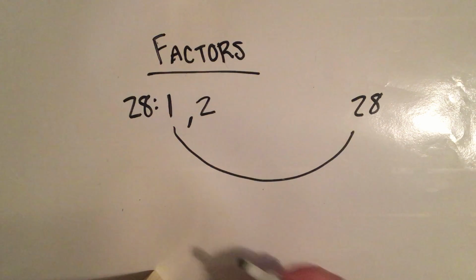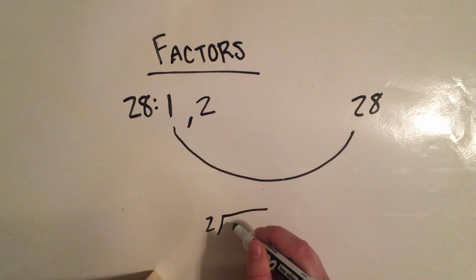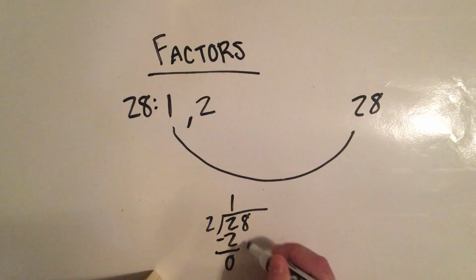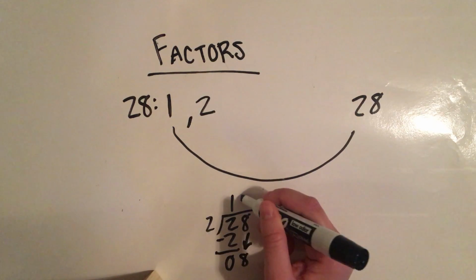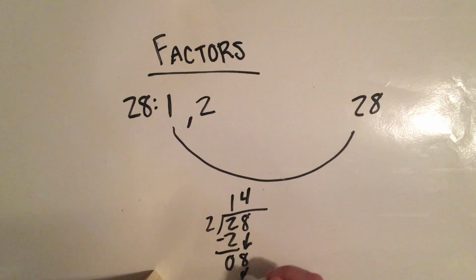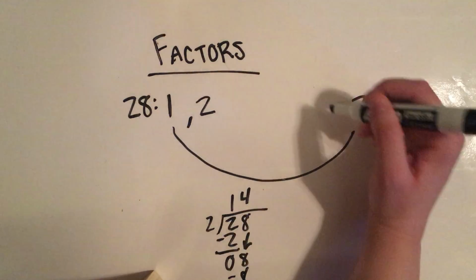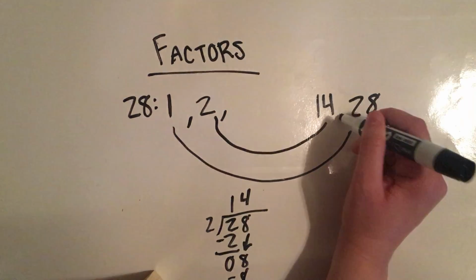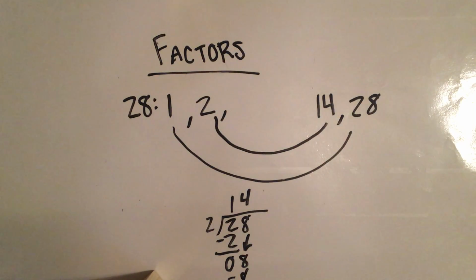If you don't know that off the top of your head, you can always just do a very quick long division problem. 2 divided by 2 is 1, 1 times 2 is 2, 2 minus 2 is 0, bring down our 8, 8 divided by 2 is 4, and that ends up going in evenly. So we know 2 times 14 also gives us 28.